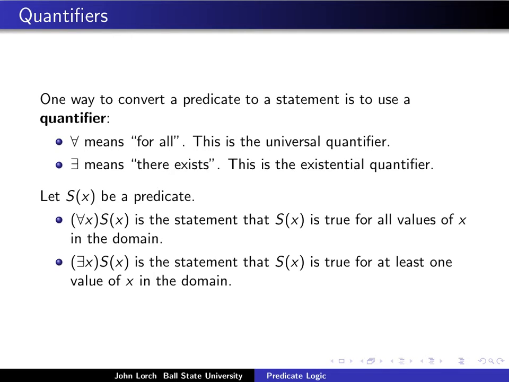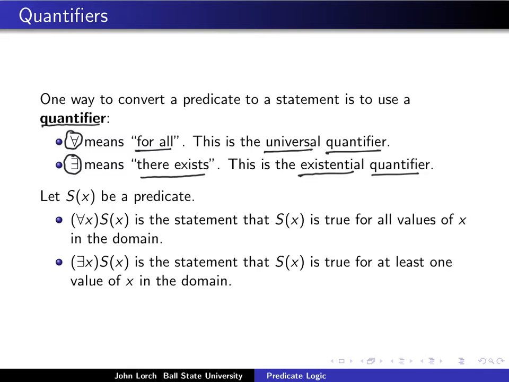On the previous slide, we saw that we can convert a predicate to a statement by replacing the variable by a specific value. Another and very common way to convert a predicate to a statement is to use what's called a quantifier. So there are 2 quantifiers. One is the universal quantifier, and it is denoted by this upside down A, and it means for all. The other quantifier is called the existential quantifier, denoted by this backwards E, and it means there exists.